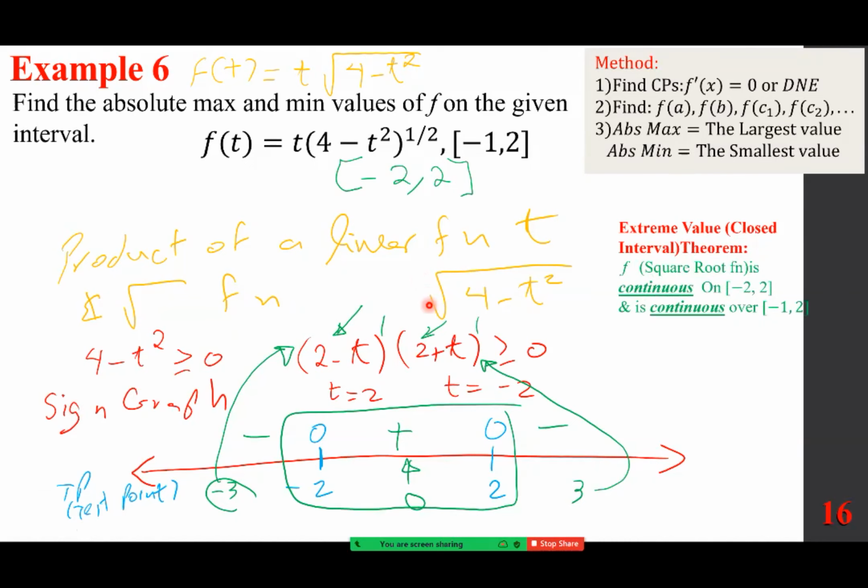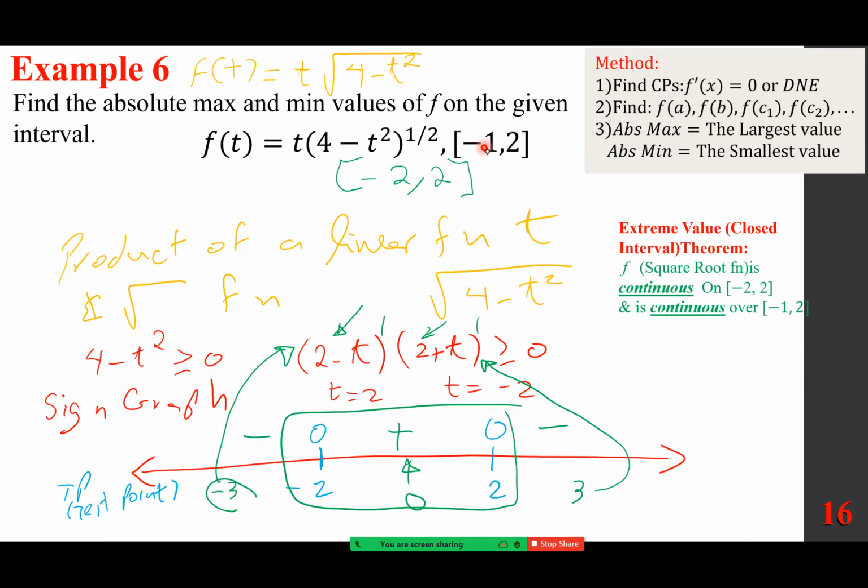The limiting factor is this square root, so we can call it a square root function as a result. It's really the product of a linear function and a square root function. And the domain is from -2 to 2, and it's continuous from -2 to 2. Therefore, it's continuous in the given interval. This part is algebra. We are showing that, yeah, we can work with that.